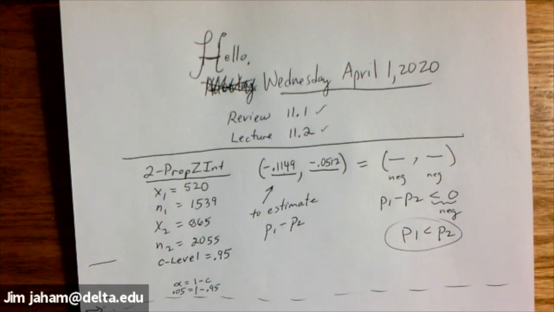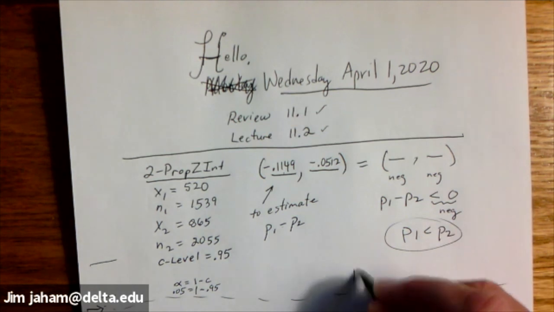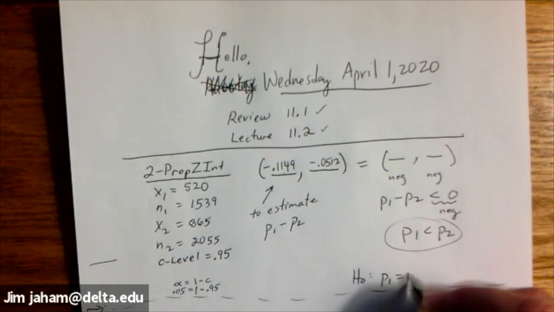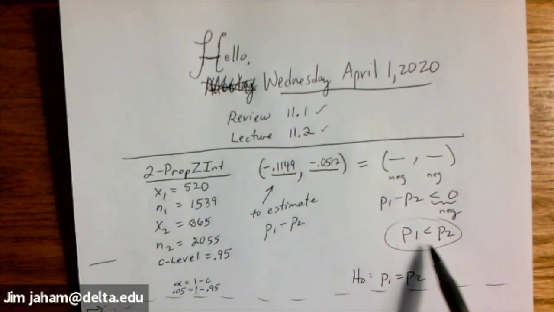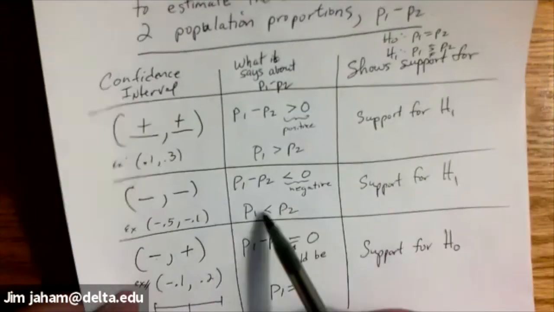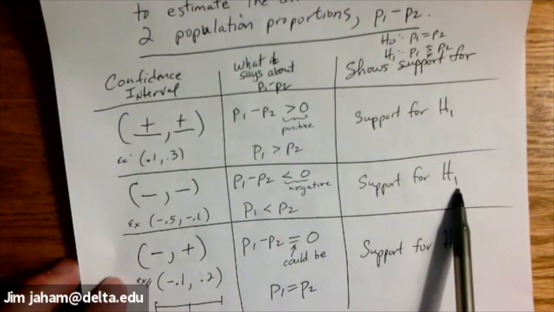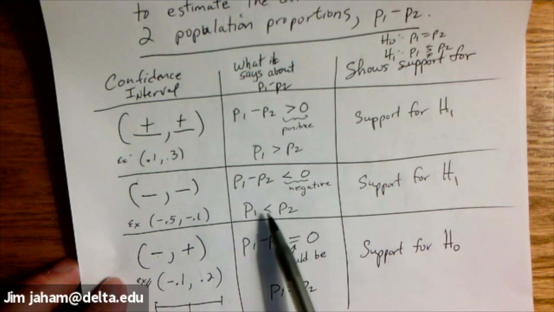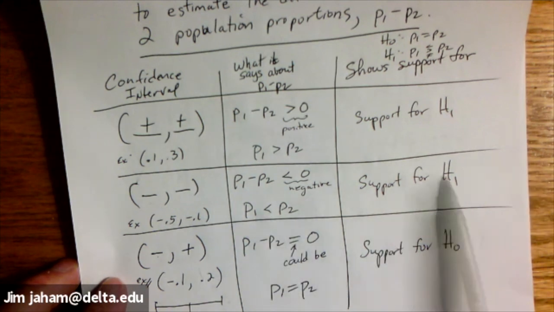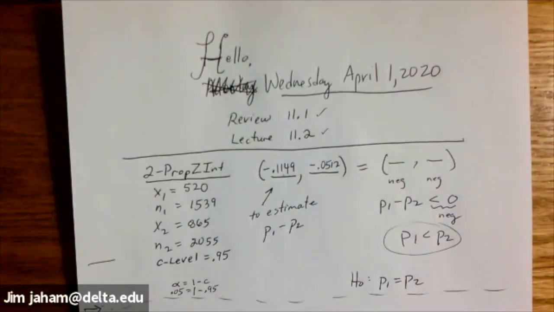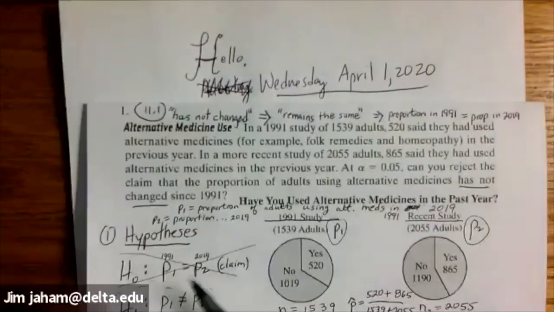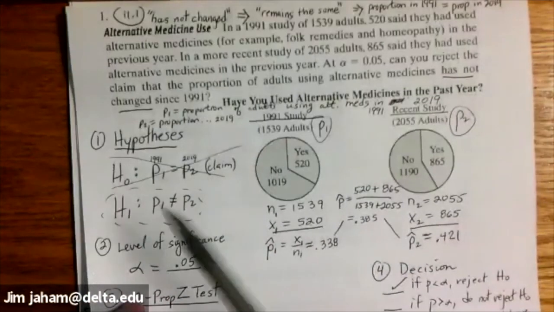They don't ask for that here, but if you have the null hypothesis P1 equals P2, the evidence that we found using the confidence interval is that P1 is less than P2. And if that's the case, then we show support for H1. So if we use the confidence interval to make the decision, we would say that there's evidence to support H1 and no evidence to support H0. And that's why we crossed out H0, and there's support for H1.